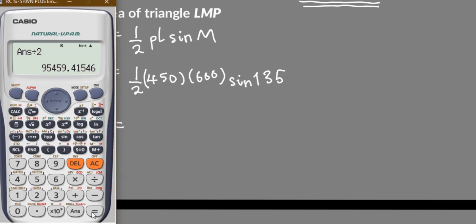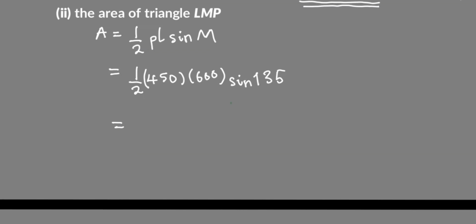95,459.4. We're going to round this off to three significant figures. Here we're going to have a 5 and 2 zeros like that. Remember, this is in kilometers, so it will be 95,500 square kilometers.